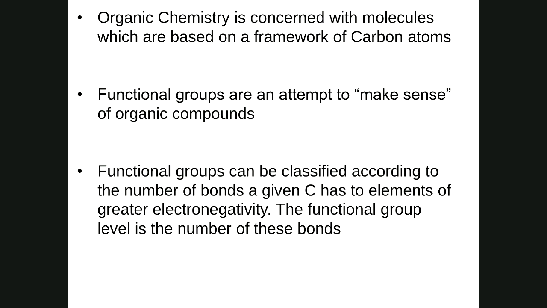A way of classifying functional groups that you may or may not be familiar with is according to the number of bonds a particular carbon atom has to elements that have a high electronegativity. And then the functional group level is the number of those bonds. So when we are classifying a functional group according to its level, we look at a particular carbon atom and we look at how many atoms are attached to that carbon, either several of them or several bonds to the same atom, atoms that have a higher electronegativity than carbon.